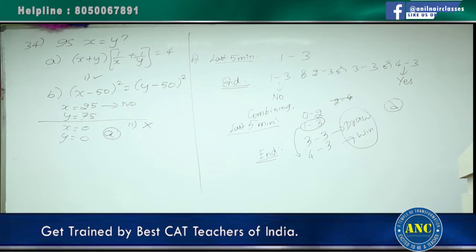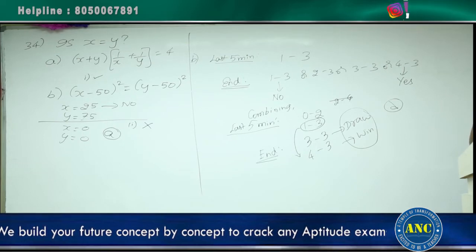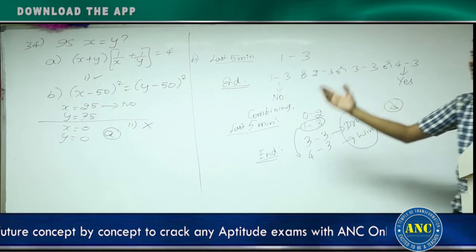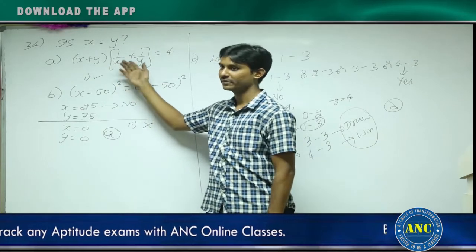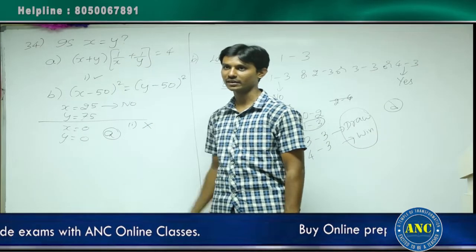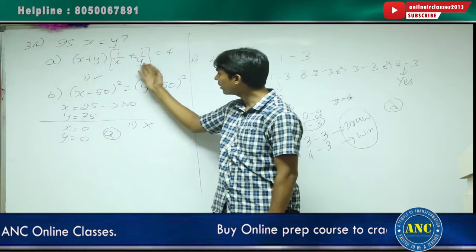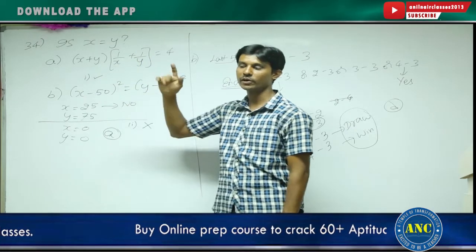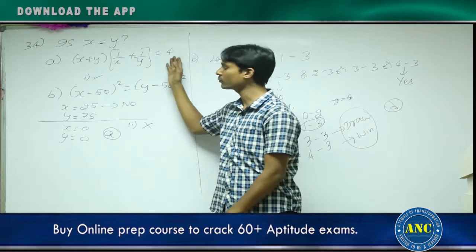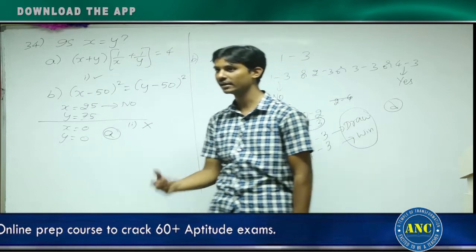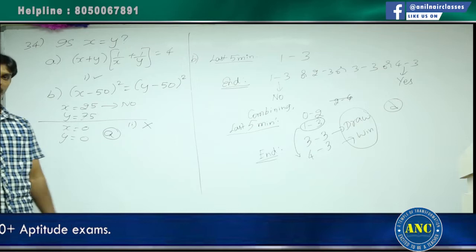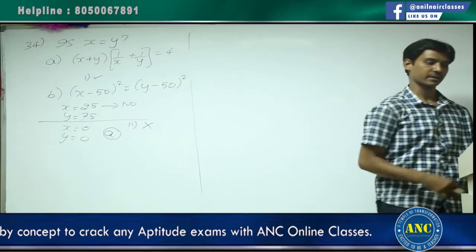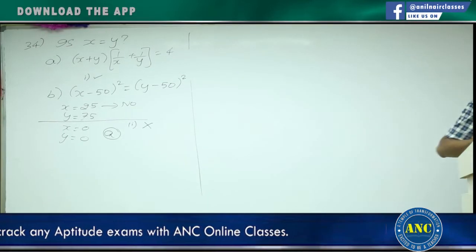This equation and the equation we solved before are both the same. If you take LCM and simplify, you will identify. x plus y, LCM is xy. It becomes again x plus y in the numerator. x plus y whole square is 4xy. If you expand x plus y whole square, you get x minus y whole square is 0. x minus y whole square is 0 means x is equal to y. 34th done. 35th question.